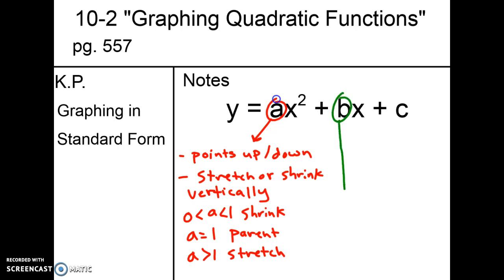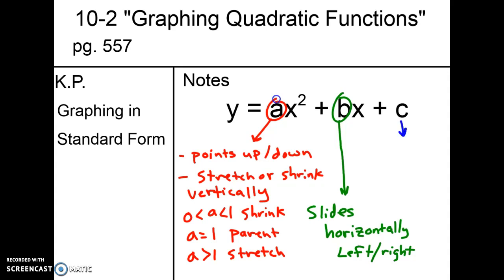B, what number is here, is going to tell us how much it slides horizontally. Obviously that's left to right, and we're going to go through a bunch of examples of how that looks when it slides left to right. It's a little bit hard to predict when it slides left to right, but that B term tells us if it's sliding left to right.